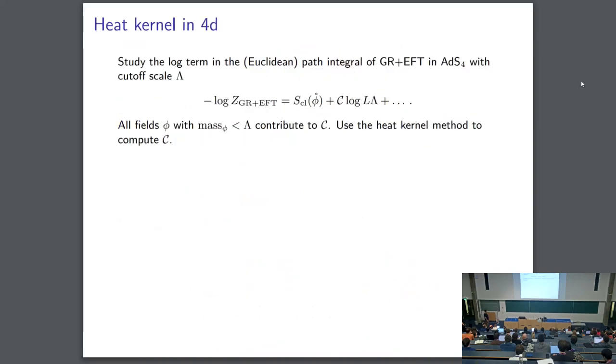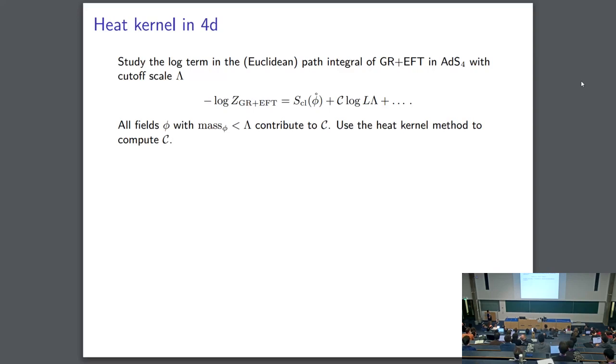How does this work? Very, very briefly, you want to take all your light fields. So I'm imagining here some 4D effective theory of gravity with negative cosmological constant. I'm sorry, Lambda here is not the cosmological constant, Lambda is the cutoff scale, 1 over L is the cosmological constant. And then I have to collect all the fields with mass smaller than Lambda, all the fields in my EFT, and compute the contribution to the path integral. But in fact, I'm not interested in the full path integral. I'm only interested in the log piece.